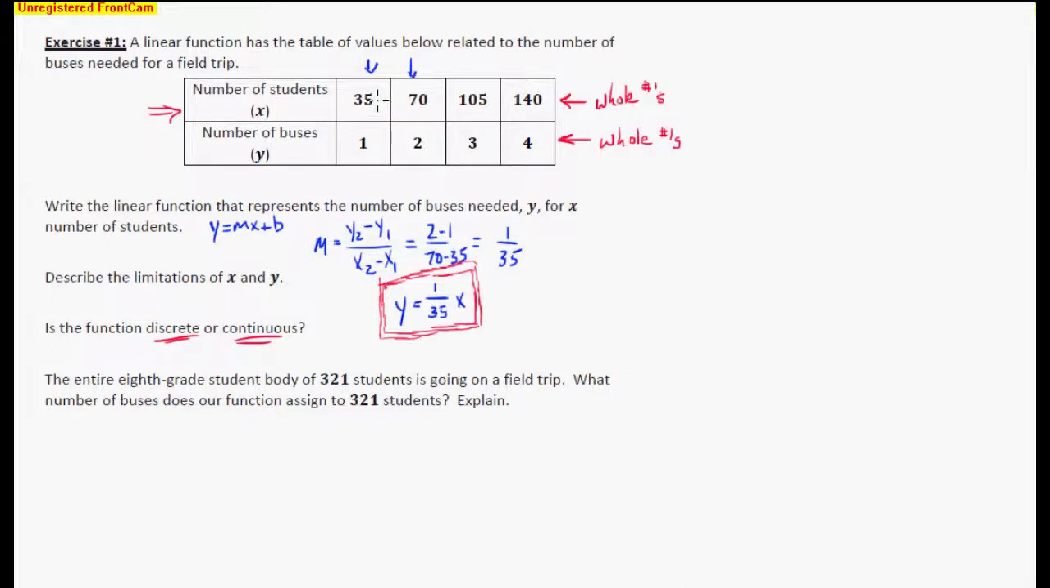discrete. All right, and that's where I'm going to go back to this right here. You cannot say that we have 35 and a half students. It's either got to be 35 or it's got to be 36. And you can't say that we have a negative number of students, right?